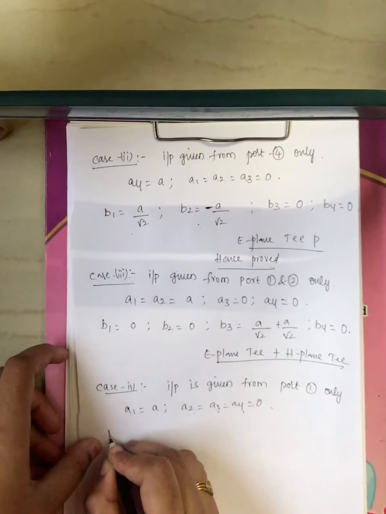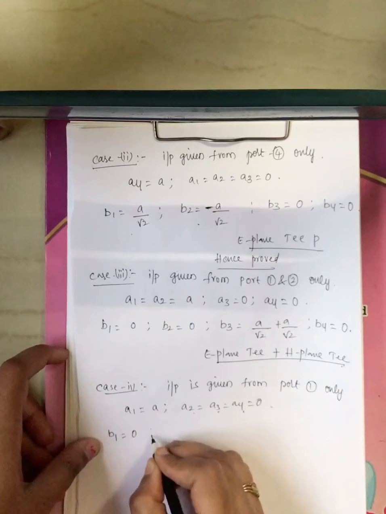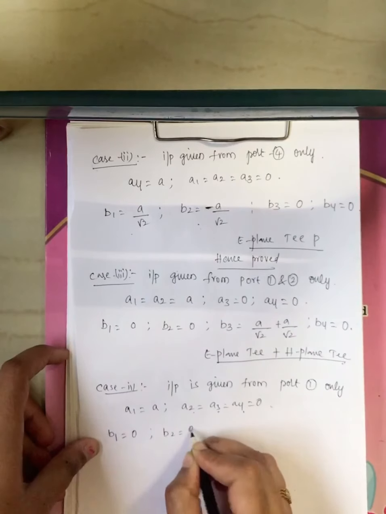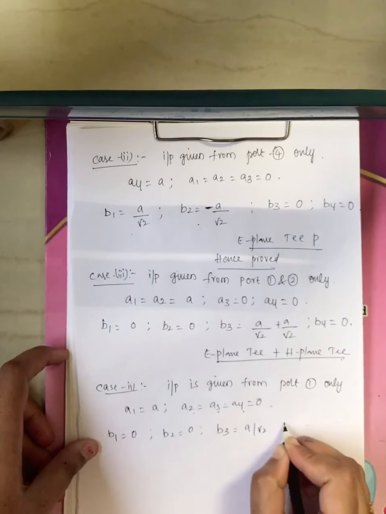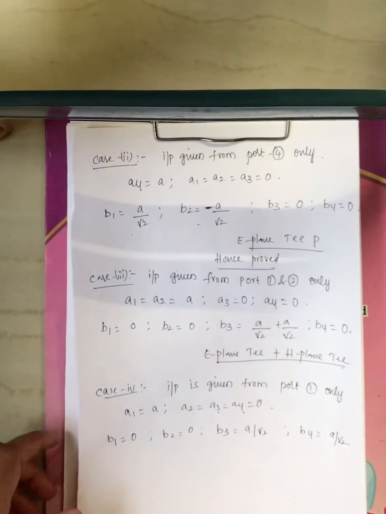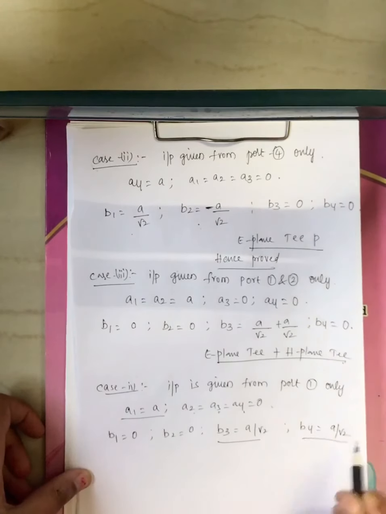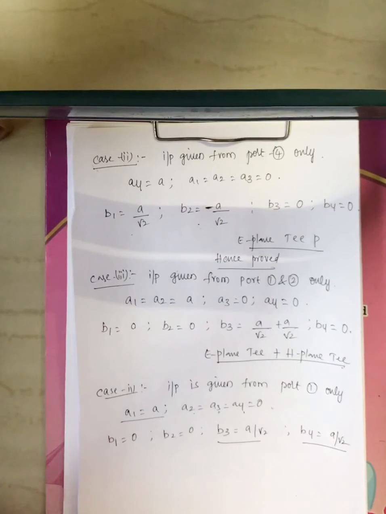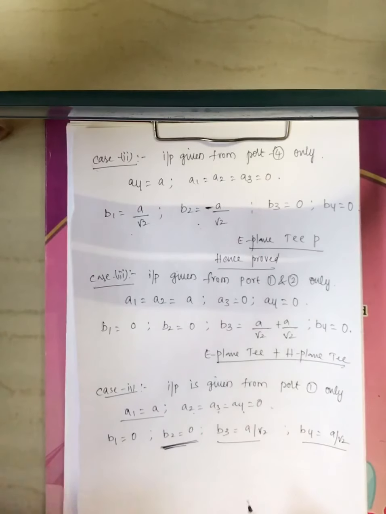Now substituting those values, what is B1 that you will get? 0, and B2 is also 0, and B3 is A by root 2, and B4 is A by root 2. Now what does it show? If I give input power from port 1, output is from port 3 and port 4, right? When input power is fed from port 1, you are not getting any output power from port 2, right? Now though they are collinear ports, they are acting as isolated.